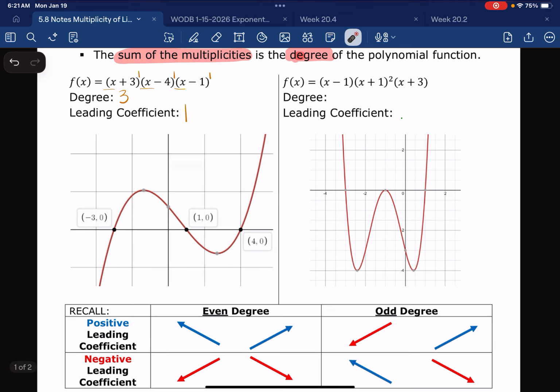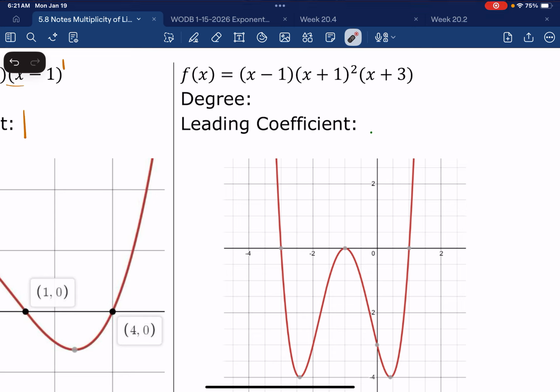Okay, now let's look at our second function. f of x equals x minus 1 times x plus 1 squared times x plus 3. So again, I have zeros at x equals positive 1, x equals negative 1, and x equals negative 3. However, we have something a little bit different here.